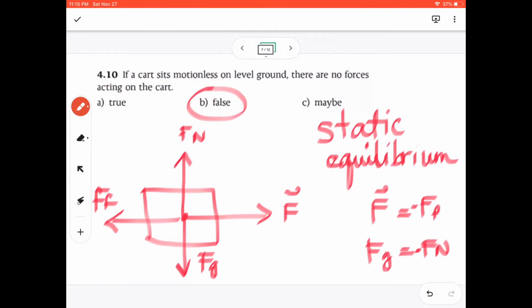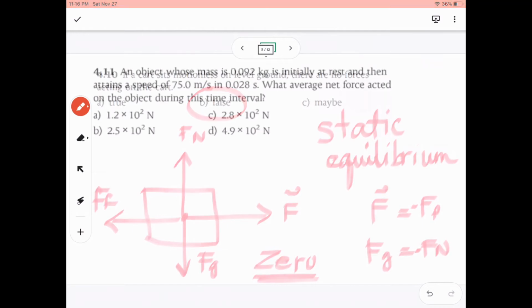There are forces acting on the cart, but the net force is just 0. It doesn't mean that there are no forces, just that they cancel out each other.